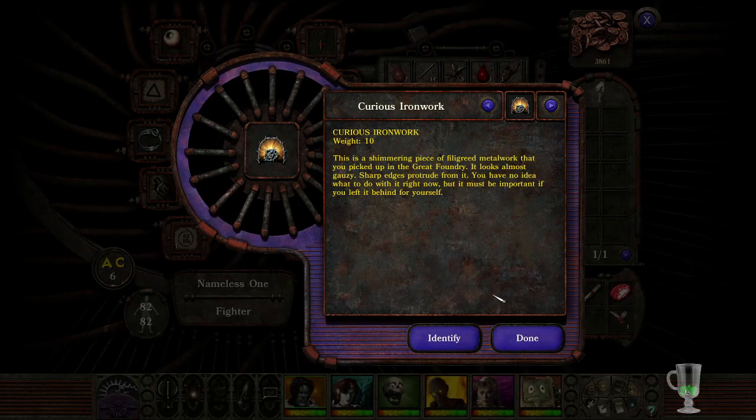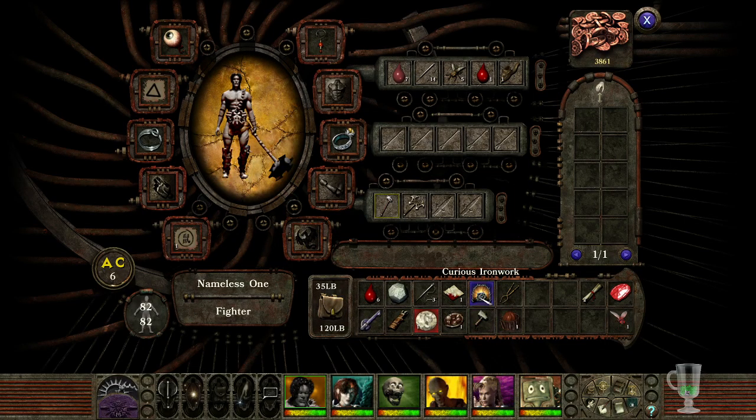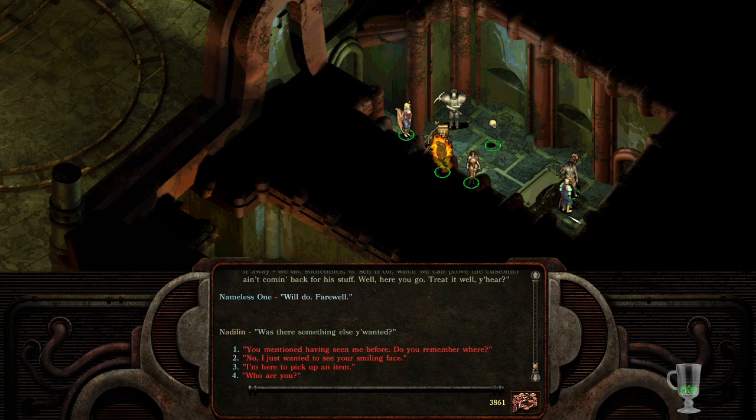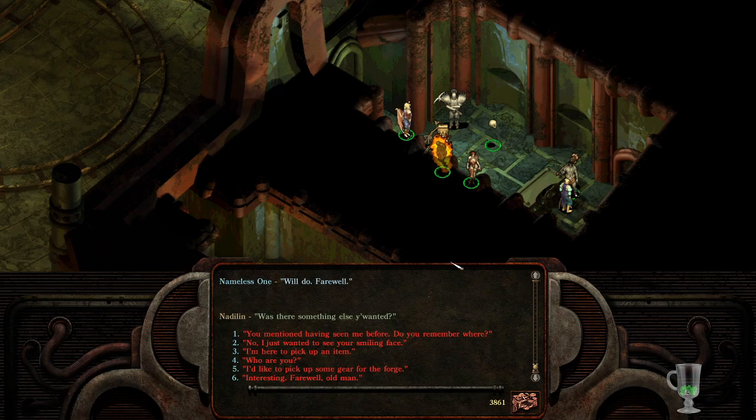What did I pick? Curious ironworks. This is a shimmering piece of filigreed metalworks that you picked up in the Great Foundry. It looks almost gauzy. Sharp edges protrude from it. You have no idea what to do with it right now, but it must be important if you left it behind for yourself. I will give it to that man. Then I will identify it later. It's time to go forge!